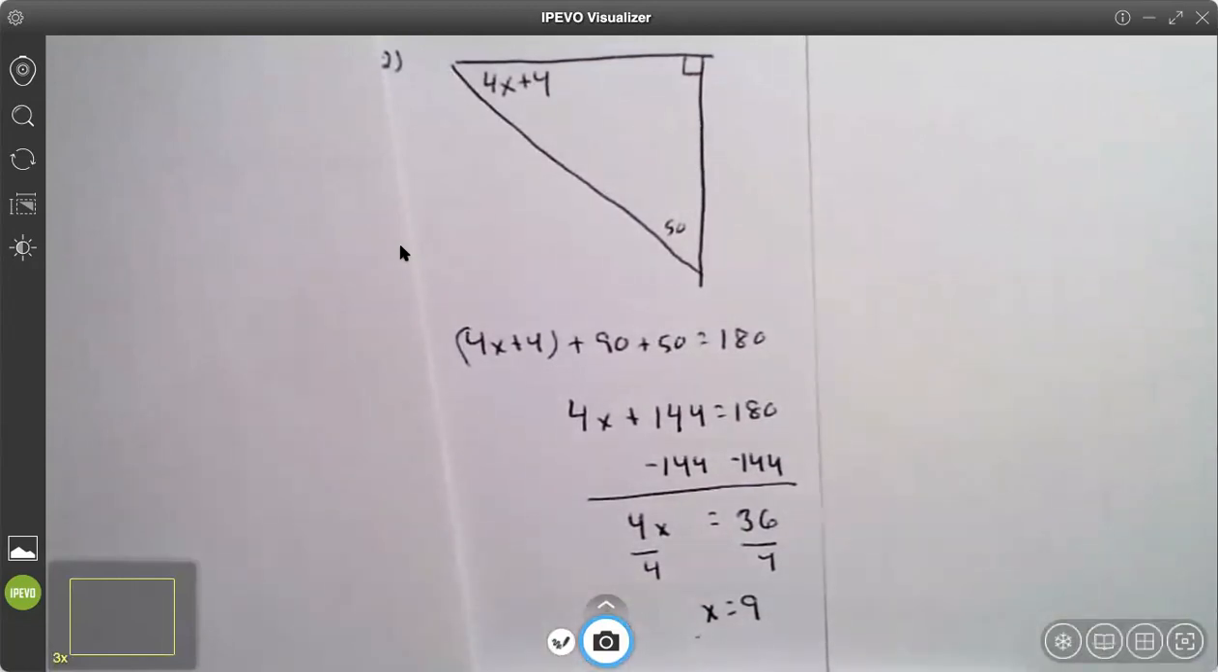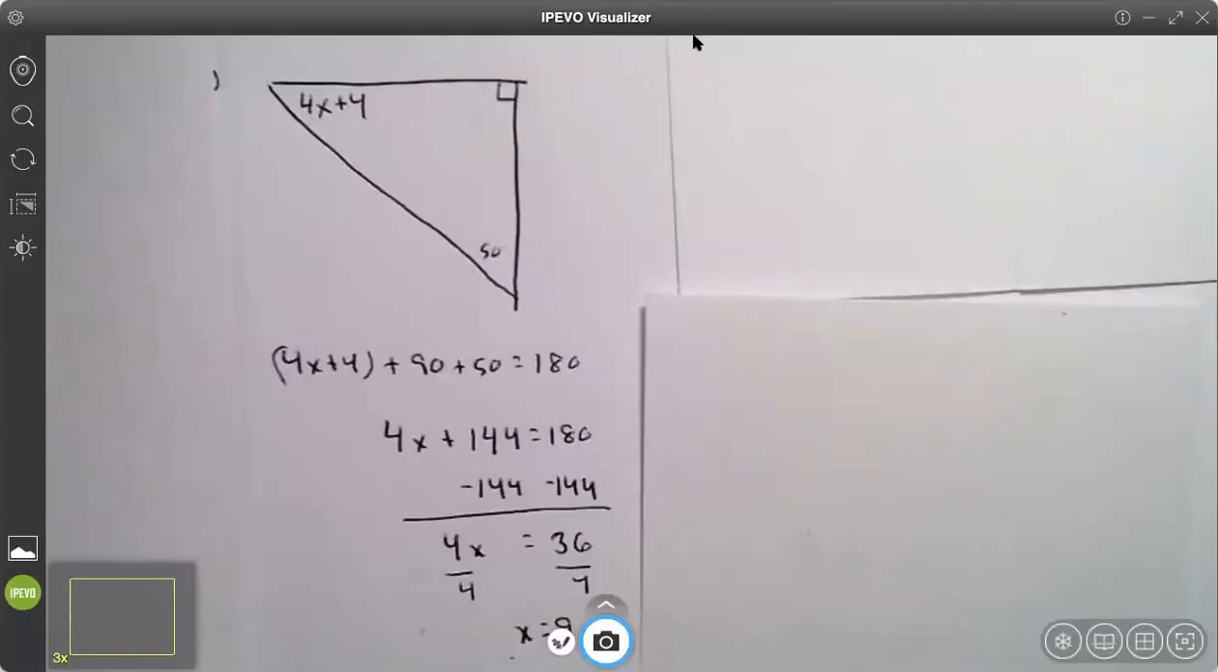The question on the test may say, find the value of x. If you do, we're done. The value of x is 9. The question could ask, what is the missing angle measure, or classify the triangle by its angles and by its sides?